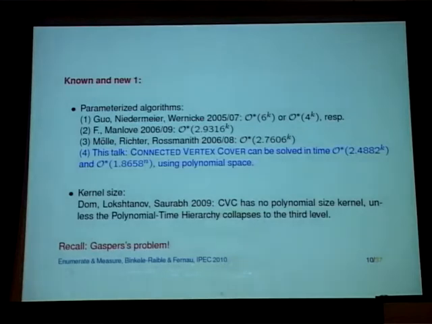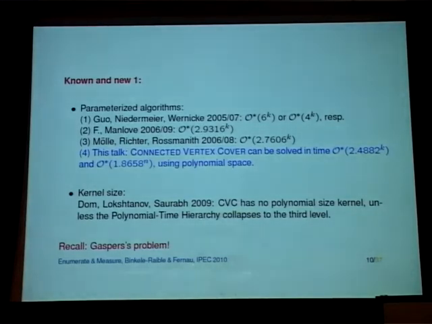What's known and new about this problem? Actually, it has quite some history in terms of FPT algorithms, where the parameter, in general throughout my talk, is an upper bound on the size of the solution we are looking for. So Gu, Niedermeier, and Wernicke gave a 6 to the k algorithm, which is actually 4 to the k if you plug in another Steiner tree algorithm.